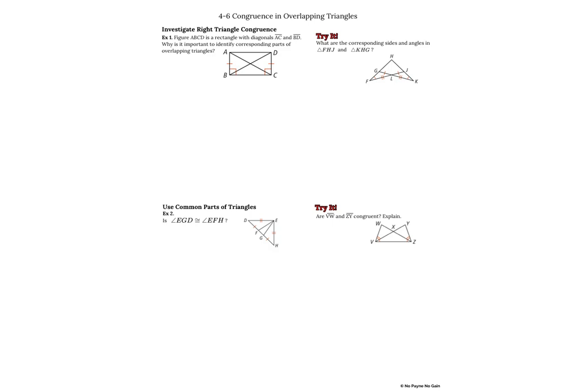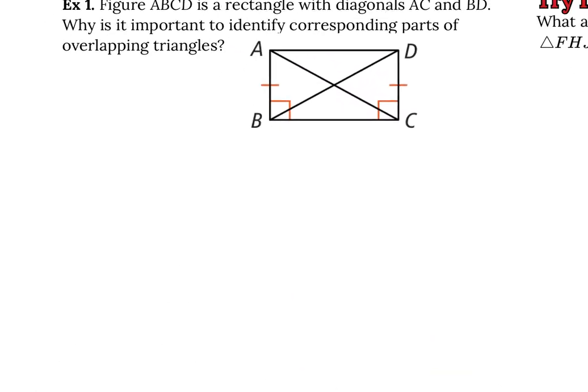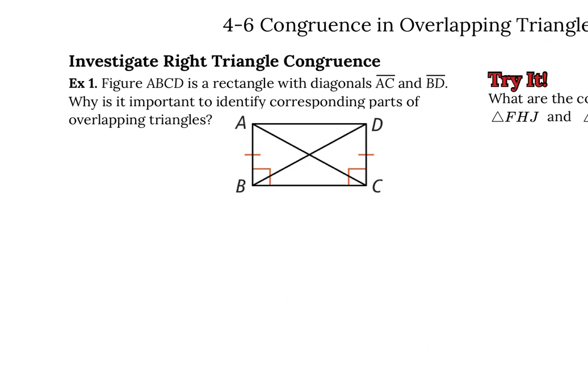4-6, congruence in overlapping triangles. Okay, so example 1, figure ABCD is a rectangle with diagonals AC and BD. Why is it important to identify corresponding parts of overlapping triangles?